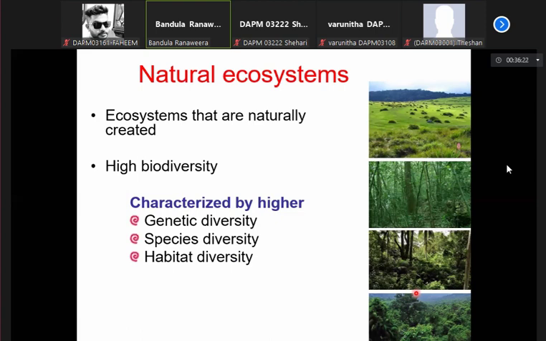and in each natural ecosystem, compared to the agro ecosystems nearby or within that system, the biodiversity is higher in natural ecosystems. That means the number of species living in that ecosystem is higher compared to the number of species in the agro ecosystem.